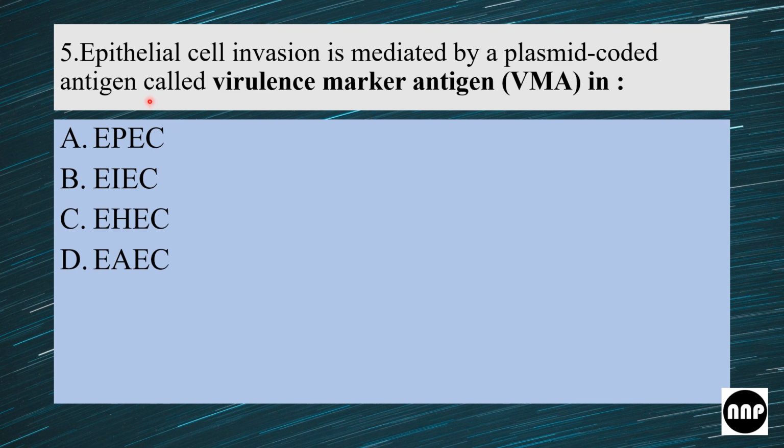Next question. Epithelial cell invasion is mediated by a plasmid-coded antigen called VMA in enteropathogenic E. coli, enteroinvasive E. coli, enterohemorrhagic E. coli, or enteroaggregative E. coli. The answer is, you can pause, enteroinvasive E. coli. Next question.